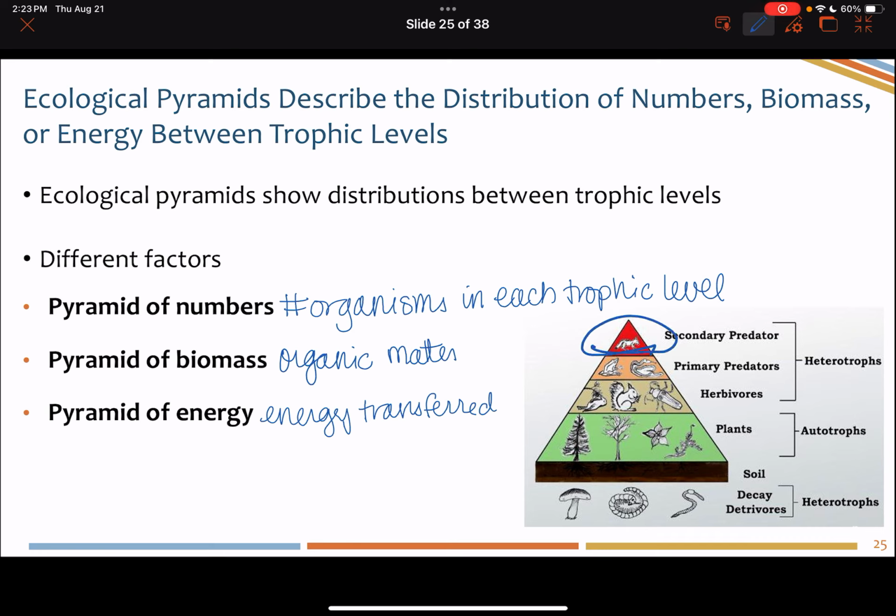Now, all three of these tend to be a pyramid shape because up at the top are secondary predators, tertiary predators, whatever they are, those guys are always going to be smallest in number, which means they're probably also going to have the smallest biomass compared to all other organisms. And I mentioned in a previous video that some energy is lost at each level. So that means those organisms at the top have far less energy, which is another reason why they are limited in their numbers and their biomass.